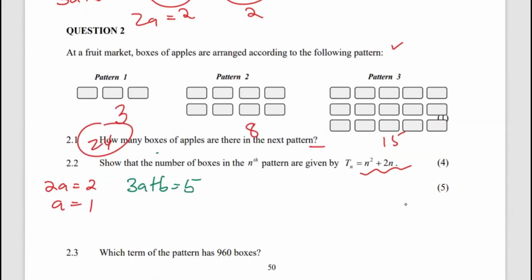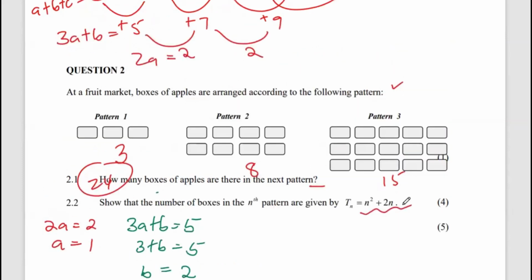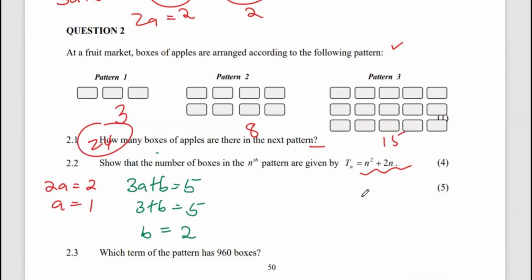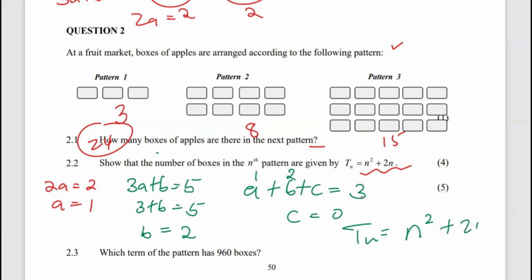Then 3 times 1 is 3, so 3 plus b is 5. Move the 3 to that side, which means b is 2. Then lastly, a plus b plus c should equal 3. Our a is 1, our b is 2, so 1 plus 2 is 3. We subtract, which means c is going to be 0. So therefore, Tn is going to be 1n squared, which is n squared, plus 2n.